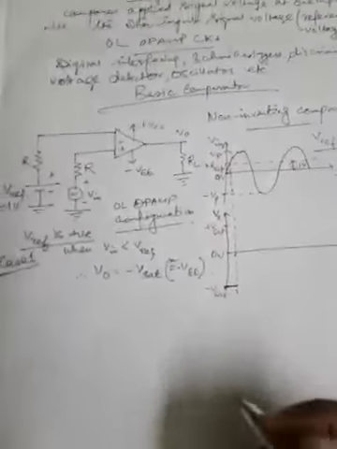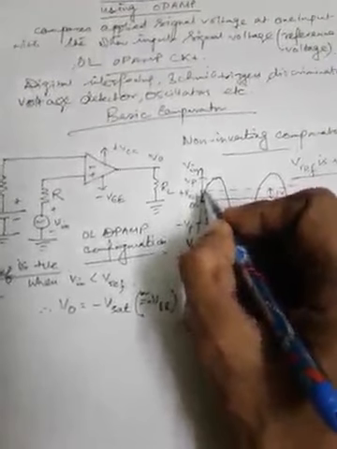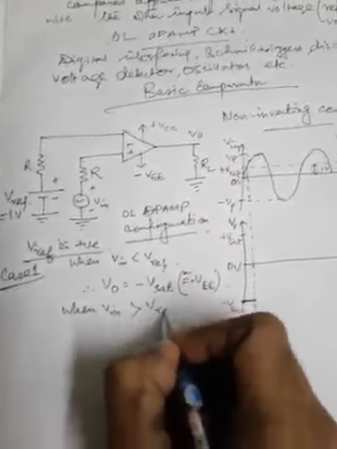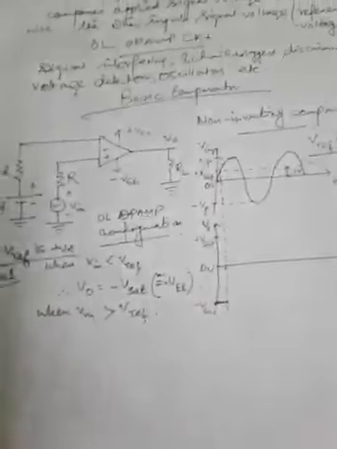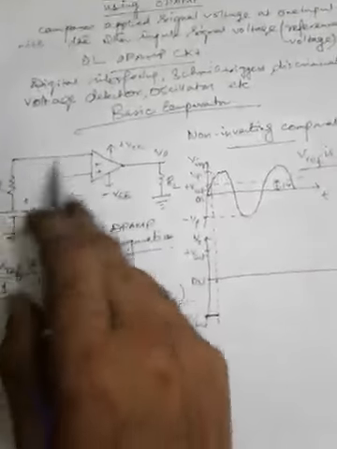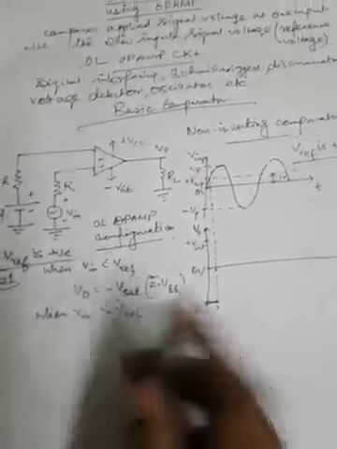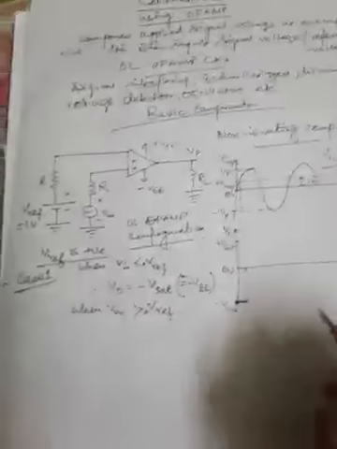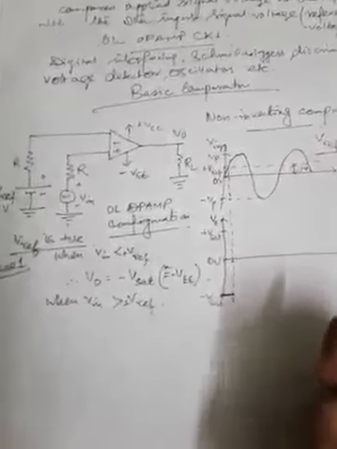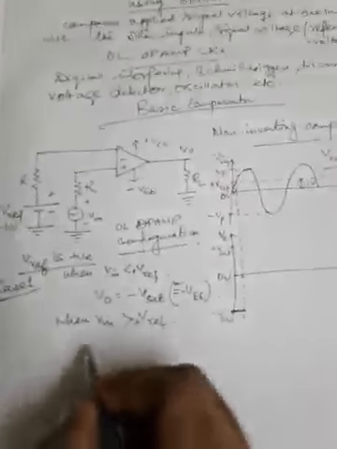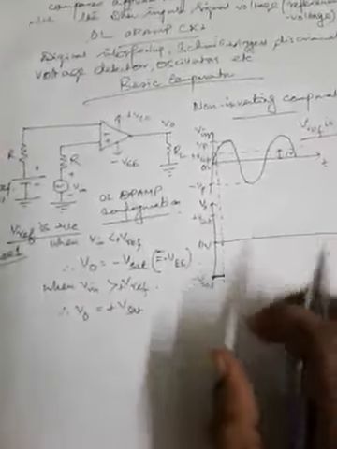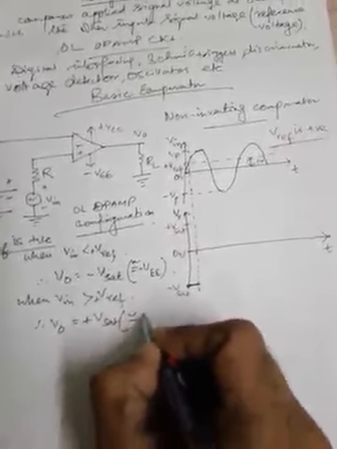Now when Vin is greater than V ref, after it has crossed the plus V ref, that means it has crossed the V reference which is applied at the inverting terminal. So now Vin is greater than plus V reference. What will happen then? The non-inverting input terminal becomes more positive with respect to the inverting input terminal, and the output voltage will go to plus V sat. The output voltage will catch up the positive saturation, which should be equal to plus VCC.